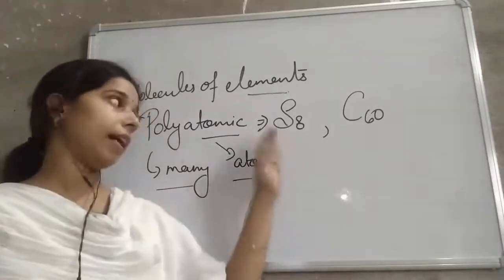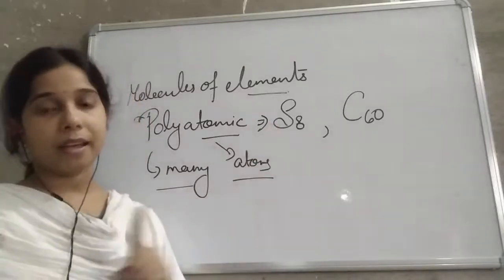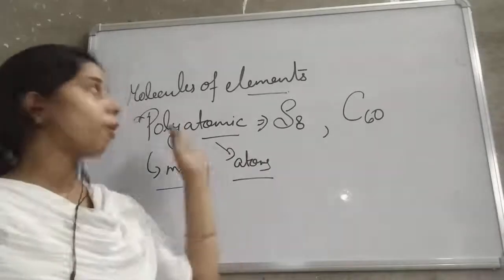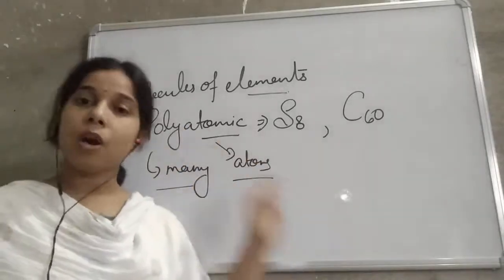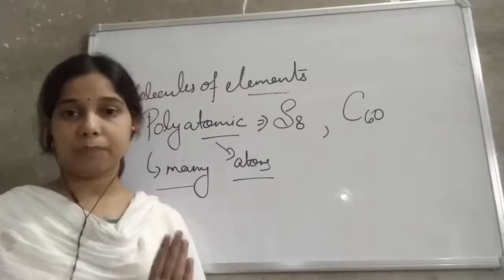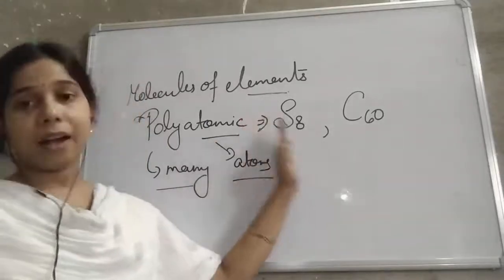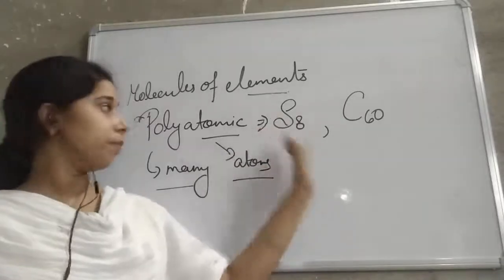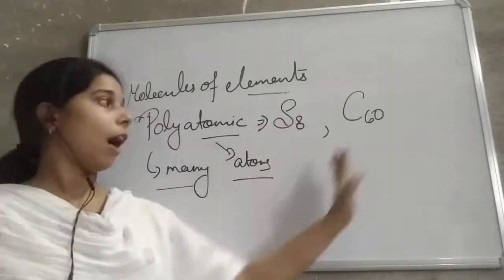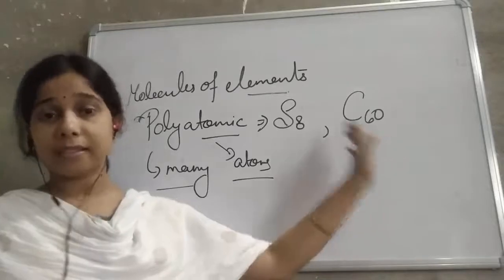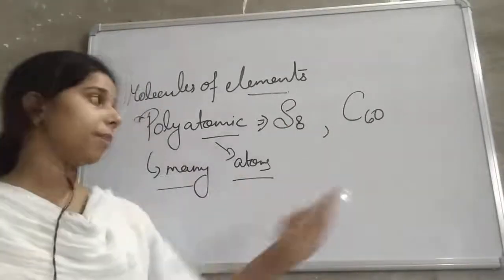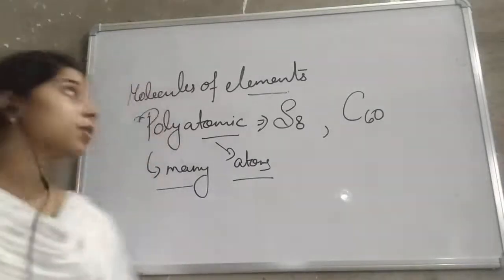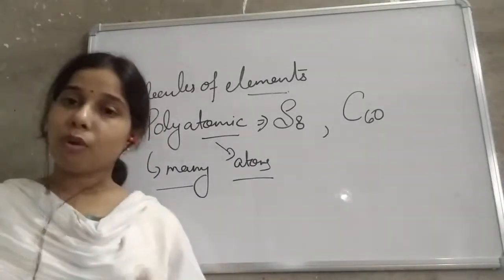And since again I am saying that one type of atom is combining with each other to form the molecule, we call it a homoatomic molecule. Okay, so 8 atoms of sulfur combine together to form the sulfur polyatomic molecule. And here the Buckminster fullerene, where the 60 carbon atoms combine together to form carbon 60. Okay, so this is what? This is the molecules of the element.